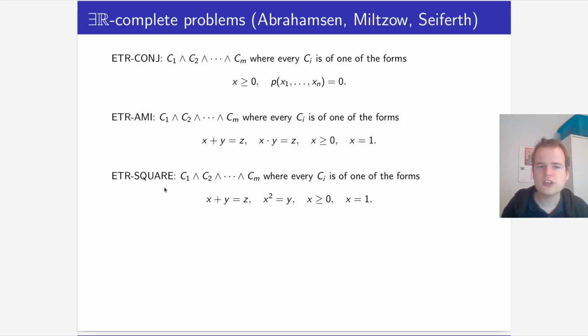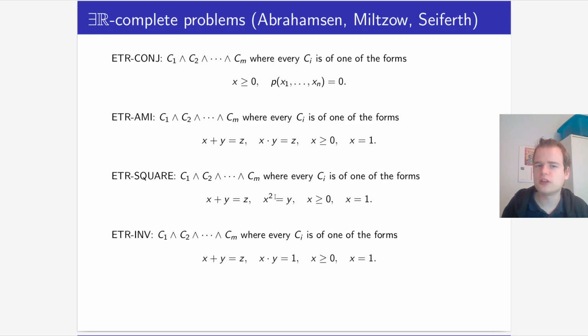So for example, there's this ETR square problem where this multiplication constraint, which involves 3 variables, can be replaced by an even simpler constraint, a squaring constraint involving only 2 variables. And it turns out this is also ER-complete. And similarly we have this ETR-inv, where we have a different nonlinear constraint. And all these problems on this slide are actually called continuous constraint satisfaction problems. So these are problems where an instance consists of some conjunction of constraints, where every constraint comes from some very limited set of constraints.